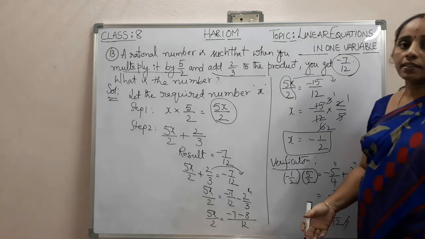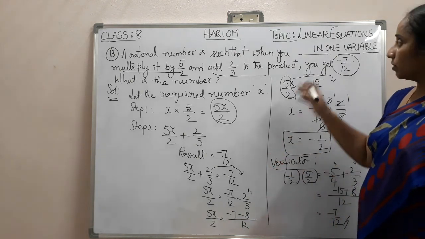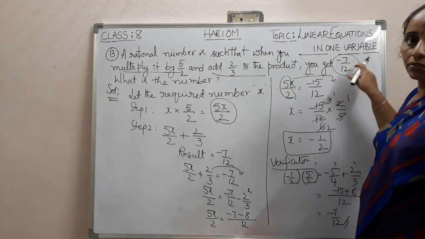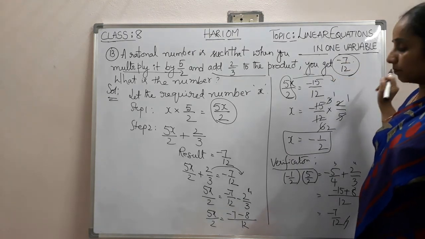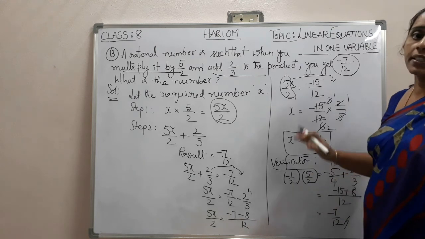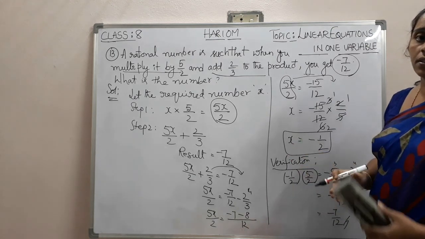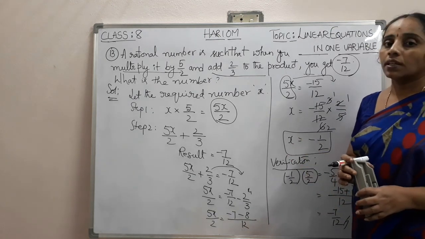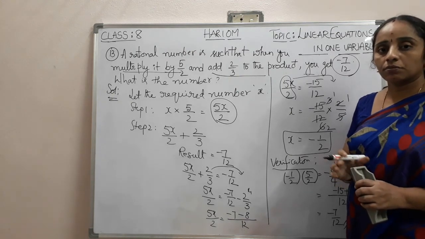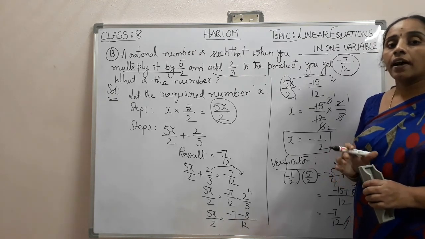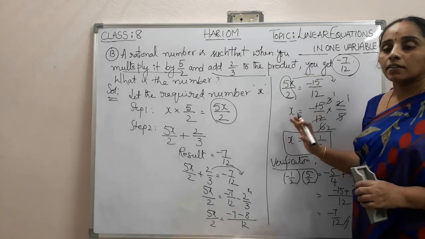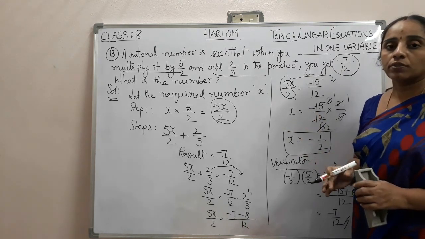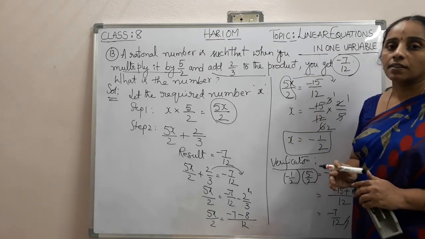You can check here in the before. If it is plus 7 by 12, we got minus 1 by 30. You can check whether it is correct or not. Okay. So watch this video carefully and complete these problems that we have discussed in this class.